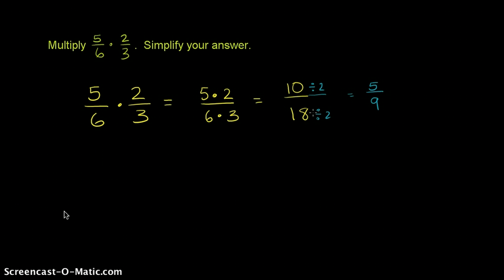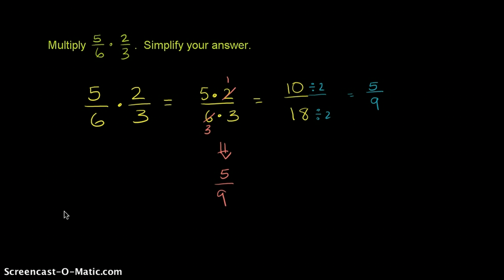Now, you could have essentially done this step earlier on. You could have done it actually before we did the multiplication. You could have done it over here. You could have said, well, I have a 2 in the numerator and I have something divisible by 2 in the denominator, so let me divide the numerator by 2, and this becomes a 1. Let me divide the denominator by 2, and this becomes a 3. And then you have 5 times 1 is 5, and 3 times 3 is 9. So it's really the same thing we did right here. We just did it before we actually took the product.